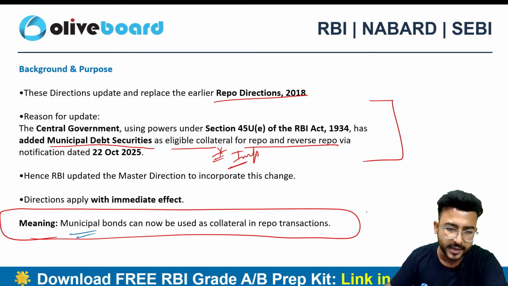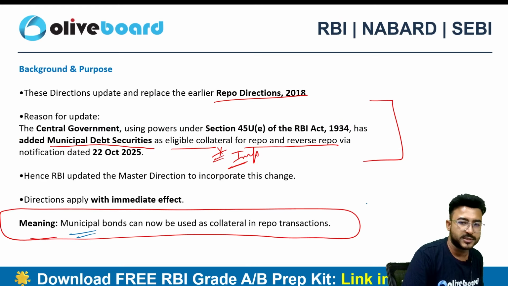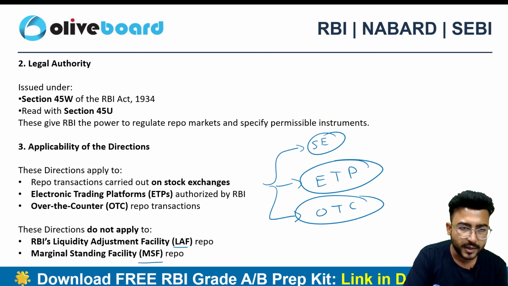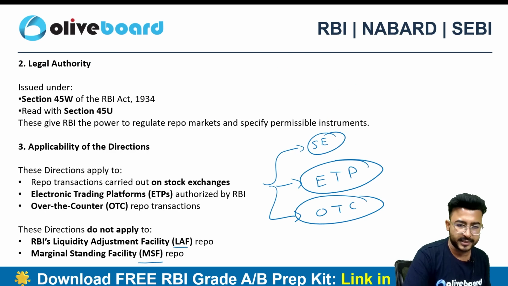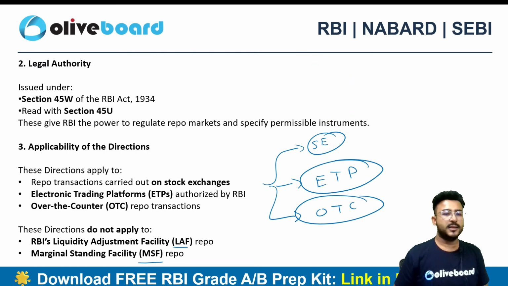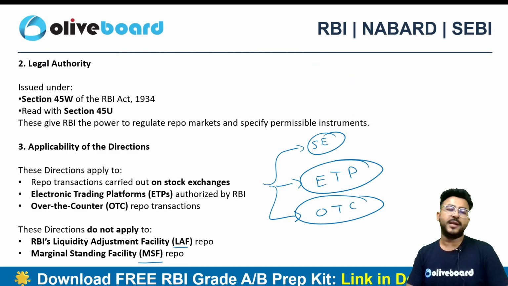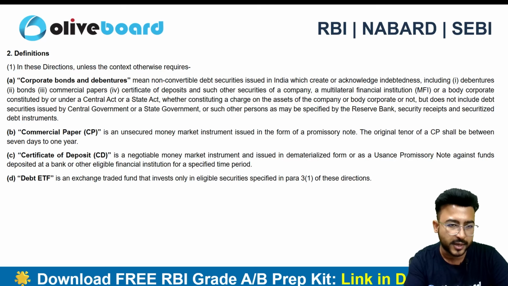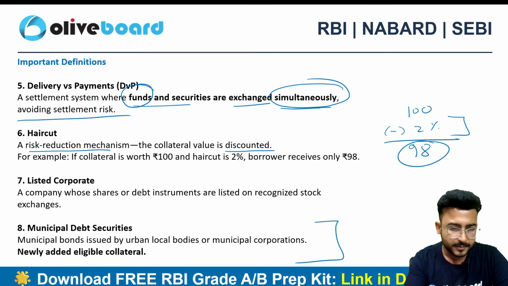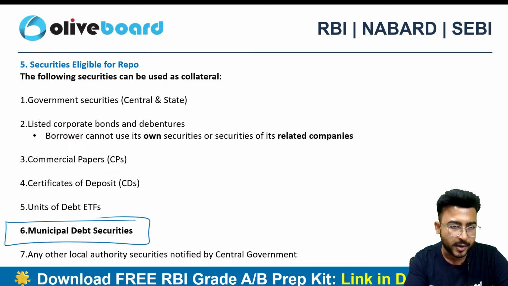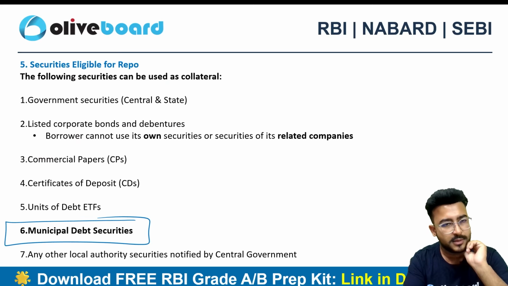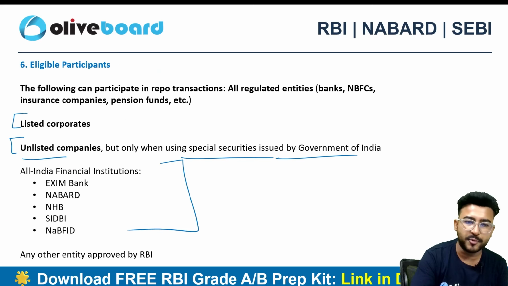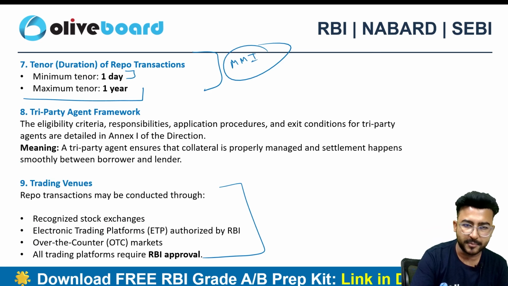So what all do you need to remember here? The municipal bond criteria you have to remember well, which is included here, right? What is repo, what is reverse repo, then what is the applicability of this direction and what is the non-applicability of this direction, that can be important, right? The haircut concept can be important for you, and the things that can be used as collateral in a repo arrangement, this you also have to remember here.